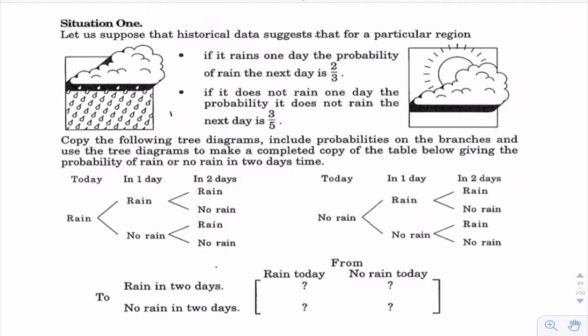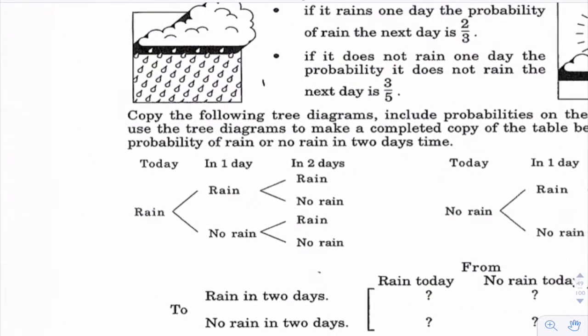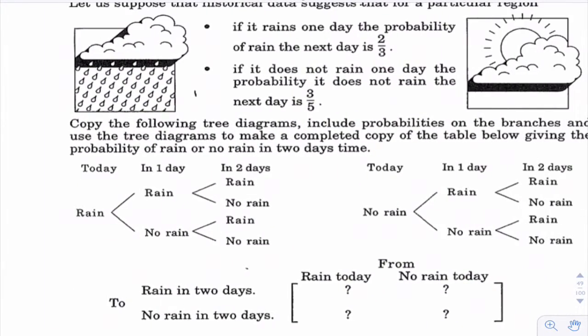So we've got a really simple situation here that's saying if it rains one day the chance of it raining the next day is 2/3. If it doesn't rain one day the probability it does not rain the next day is 3/5. So we're going to include the probabilities on the branches and complete these situations. So if today it's raining, that means the next day the chance that it rains is 2/3.